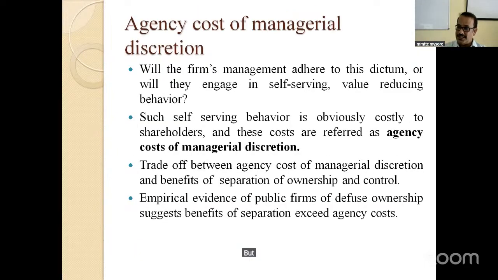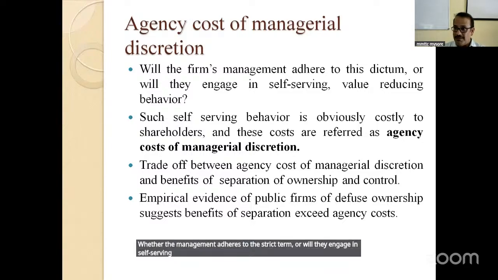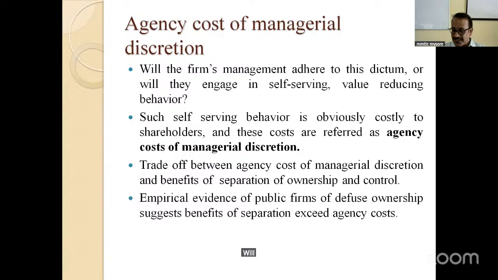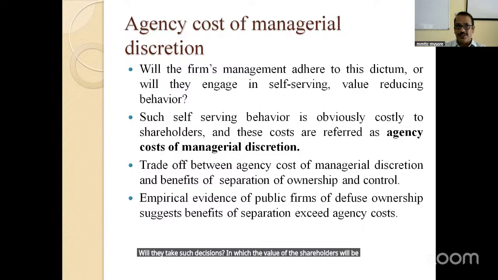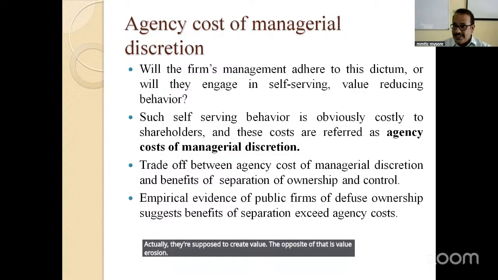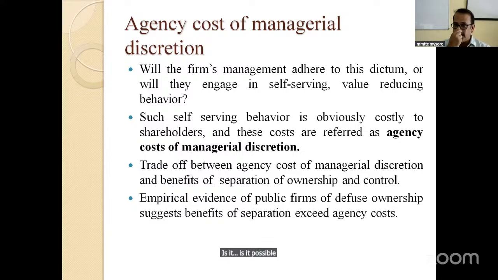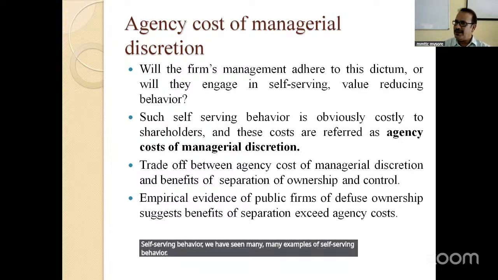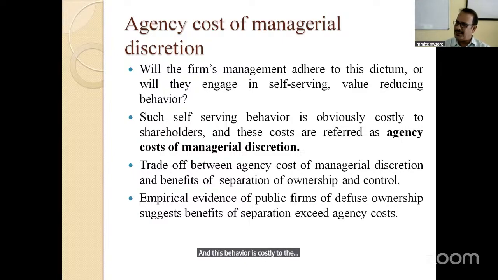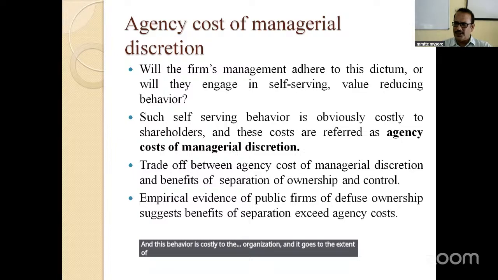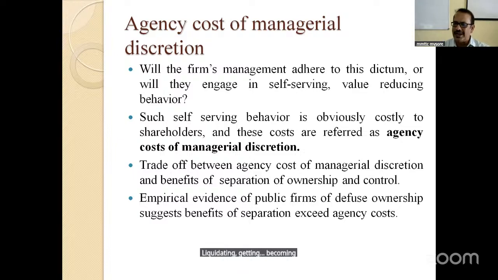But the million-dollar question is, will they do so? Whether the management adheres to this dictum or will they engage in self-serving, value-reducing behavior? Will they take such decisions in which the value of the shareholders will be eroded? Actually, they are supposed to create value. The opposite of that is value erosion. Is it possible? Yes, self-serving behavior, we have seen many examples of it, and this behavior is costly to the organization, and it goes to the extent of the organization collapsing, liquidating, becoming bankrupt.